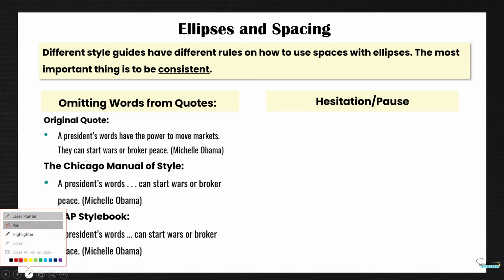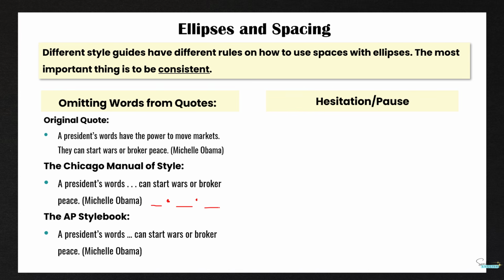And with the Chicago Manual of Style, we have a space before the ellipsis and a space between each ellipsis point. So space, point, space, point, space, point, space. And in the AP style book, "A president's words... can start wars or broker peace." We have a space and then the ellipsis with no space between each ellipsis point and then a space.